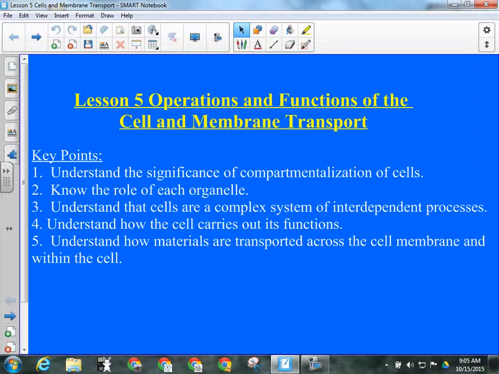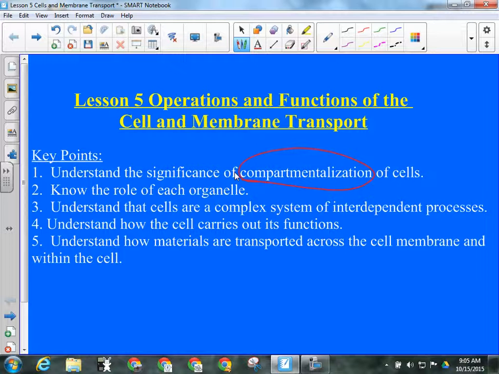Okay, so first point, we're going to understand the significance of compartmentalization of cells. Okay, compartmentalization means to break things up into separate compartments. And obviously, looking at a diagram of a cell, we see that there are lots of little compartments within the cell. Okay, that is true of eukaryotic cells, cells like ours that have organelles, nucleus, and all that kind of stuff. Okay, bacteria and things like that are a different kind of cell. They're what we call prokaryotic. They're from a more ancient line of life. They don't have all those organelles. Okay, so they function differently, and there's some advantages and some disadvantages for both.